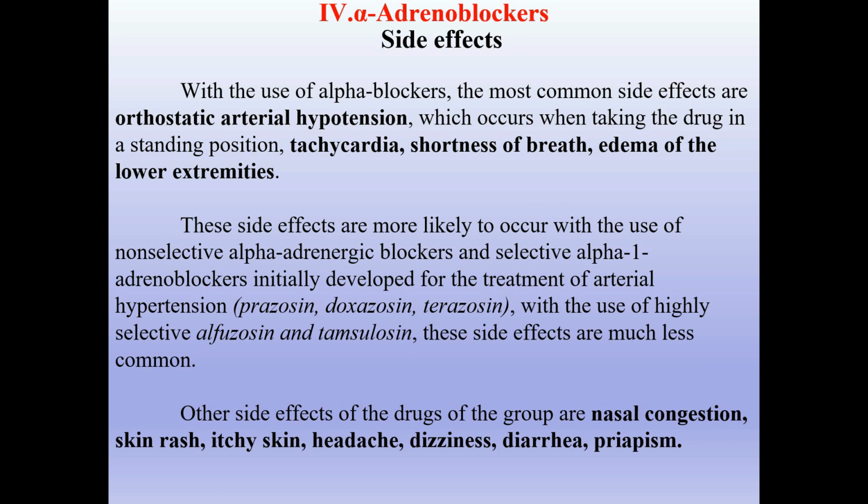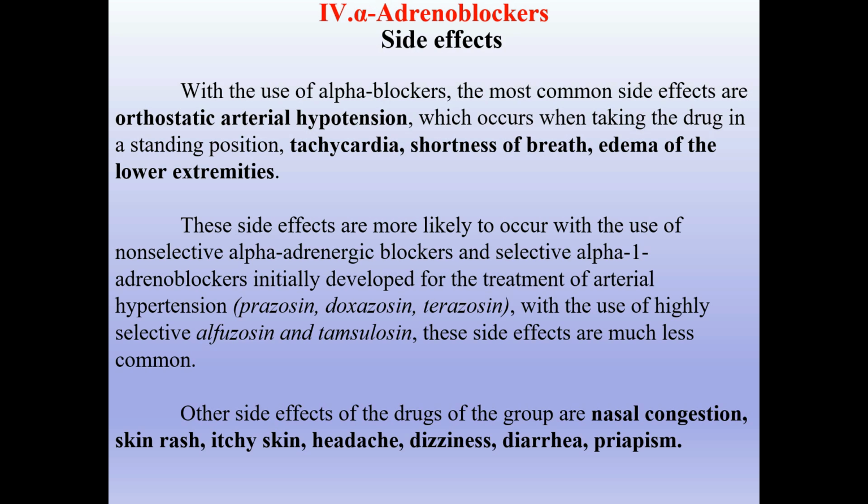Side effects of alpha adrenal blockers. With the use of alpha blockers, the most common side effects are orthostatic arterial hypotension, which occurs when taking the drug in a standing position, tachycardia, shortness of breath, edema of the lower extremities.